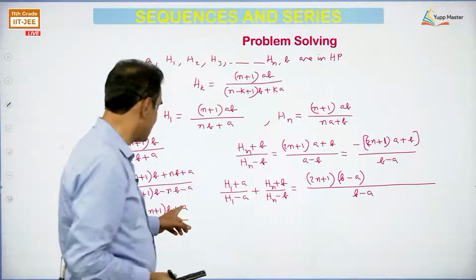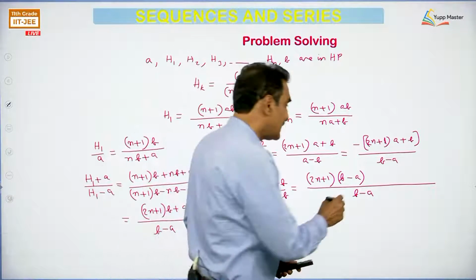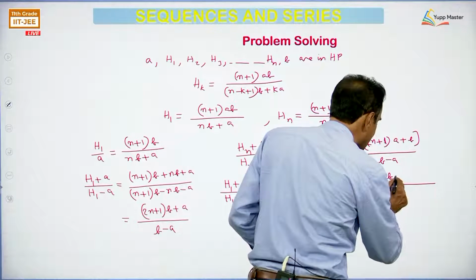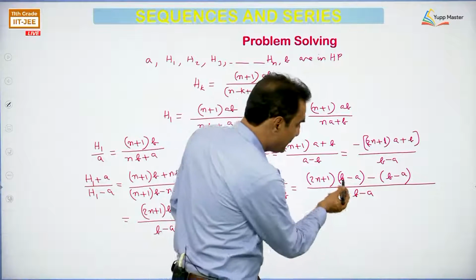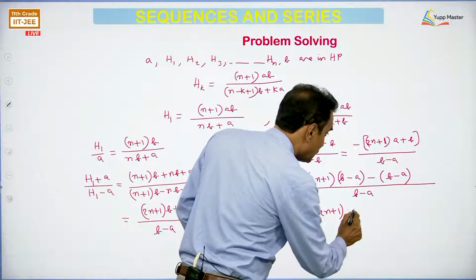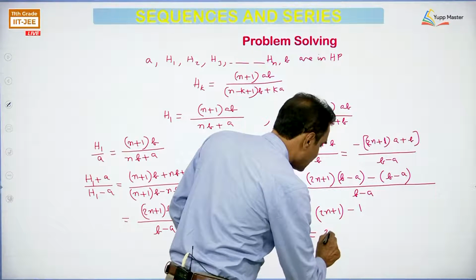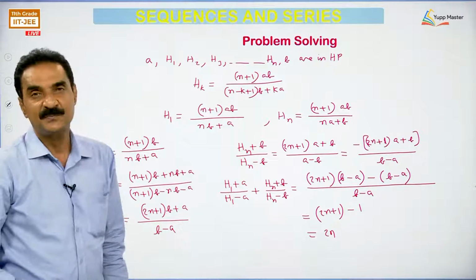Next remaining is plus a minus b. You can write plus a minus b as minus of b minus a, because denominator is b minus a. So dividing by b minus a, you will get 2n plus 1 minus 1, so answer is 2n, alright. Let us proceed to the next question.